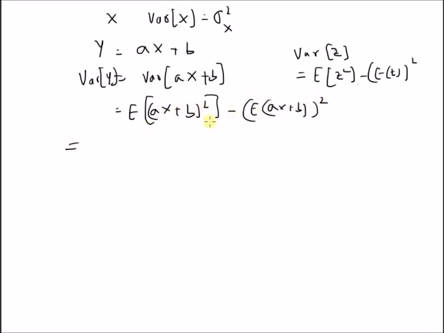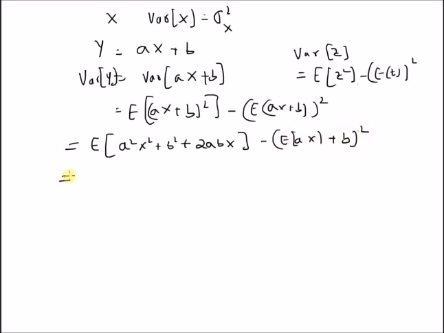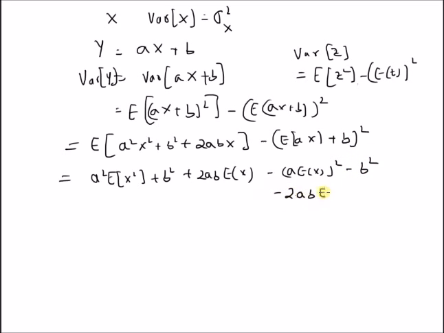So by expanding the square terms, we have expectation of a square x square plus b square plus 2abx minus expectation of ax plus b whole square. We can clearly see that this can be written as a square multiplied by expectation of x square plus b square, since b is a constant, and 2ab times expectation of x minus a times expectation of x whole square minus b square minus 2ab expectation of x.